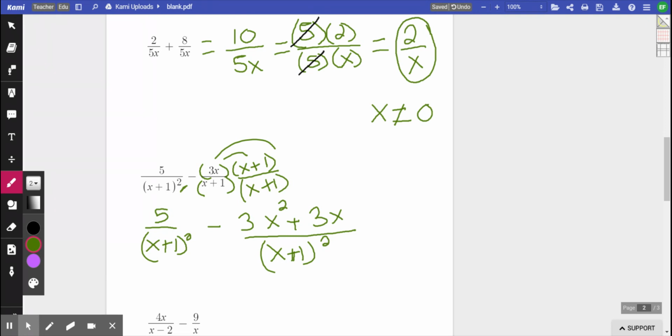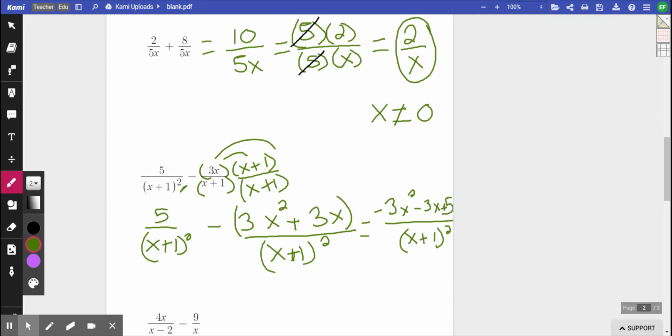Some people mess this part up on their polynomials test. We need to subtract this binomial from the original constant here. So just be careful with your terms. So I'm going to get negative 3x squared minus 3x plus 5 over x plus 1 quantity squared.